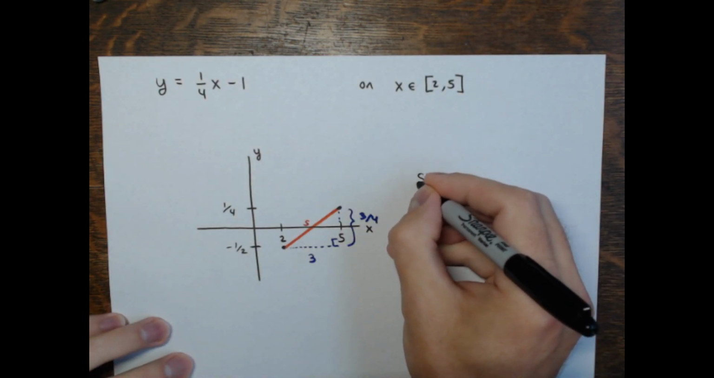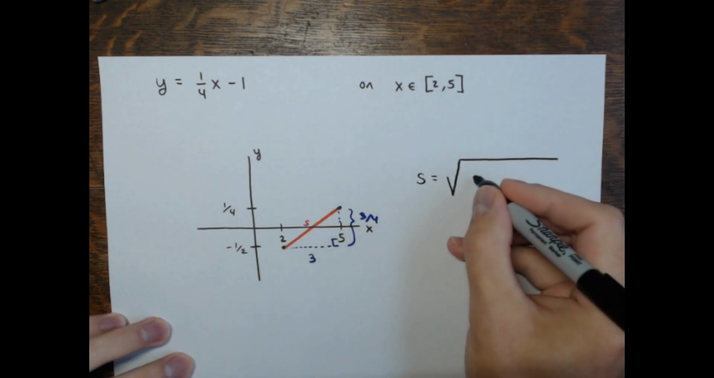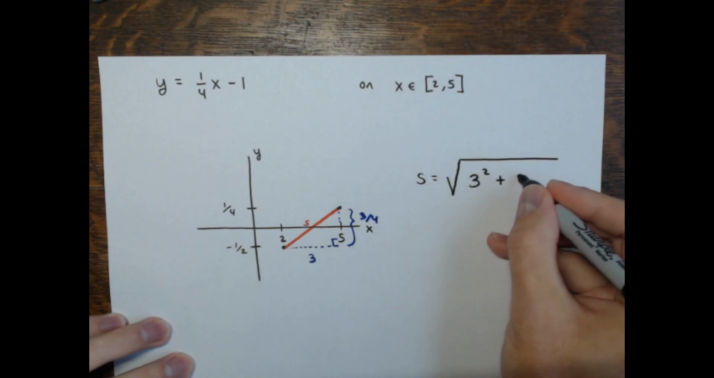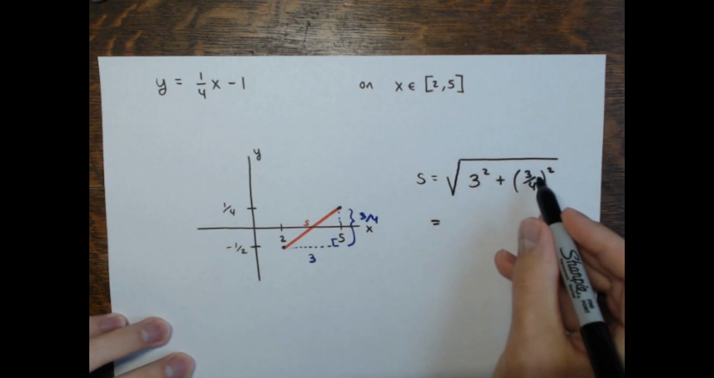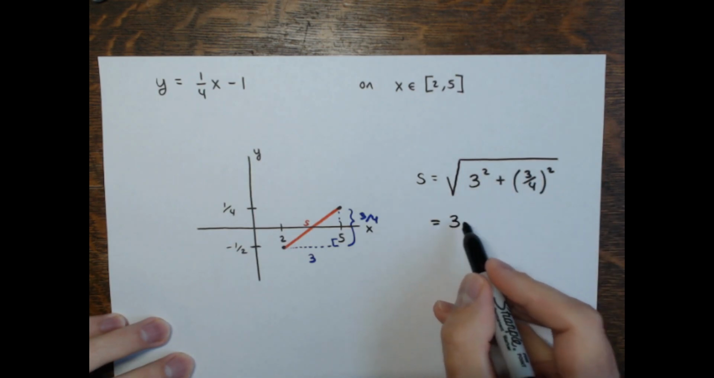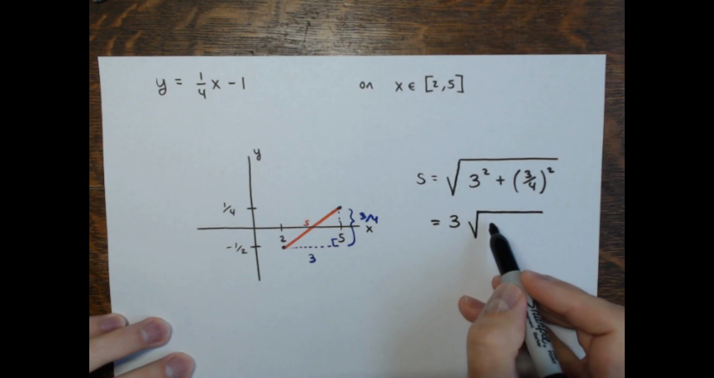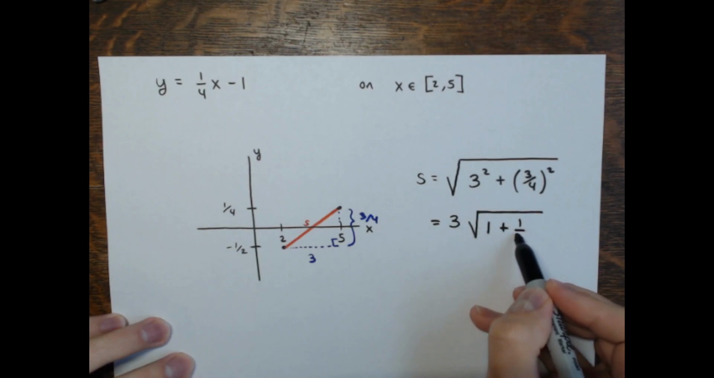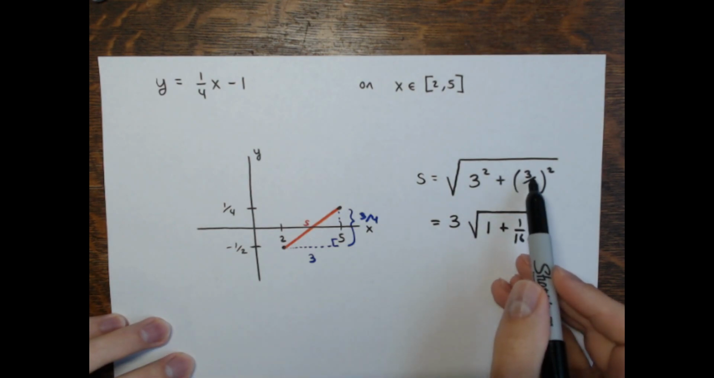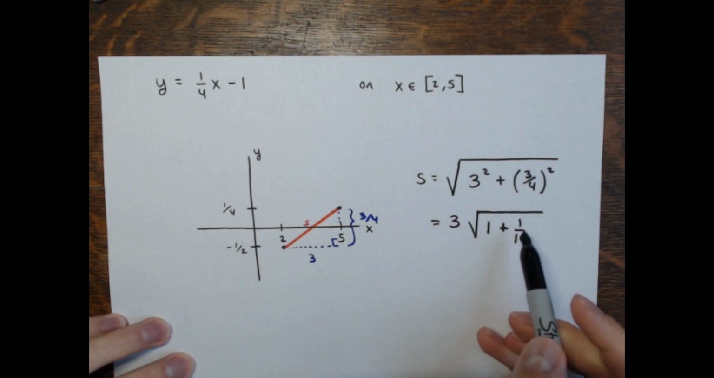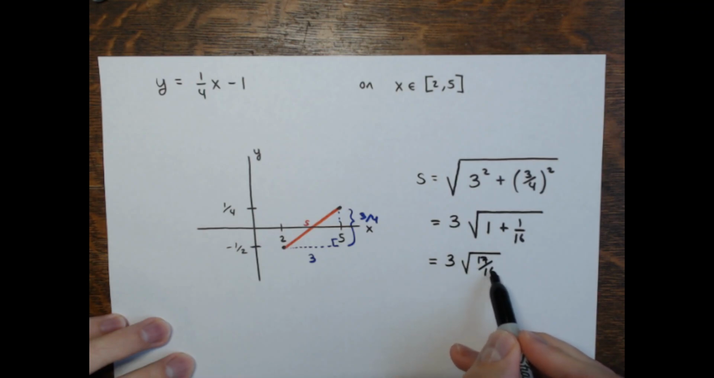So this arc length we're trying to find is, by the Pythagorean theorem, just the square root of 3 squared plus 3/4 squared. Both of these have 3 squared in common, so I could pull that out, and the square root of 3 squared is 3. So I'd have 3 times, and when I remove 3 squared from each of these, you get 1 plus 1/16. And this is 3 times the square root of 17/16.